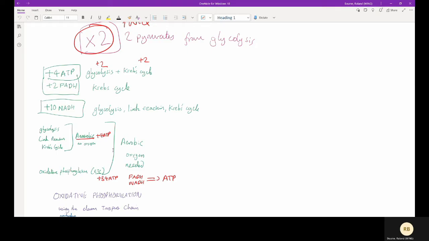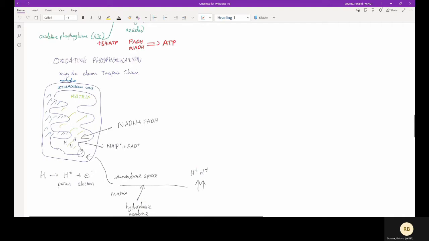The electron transport chain takes place in the mitochondria. This is a double membrane bound structure, and the important parts of it are the matrix, which is the inner bit, and the intermembrane space, the space between the two membranes. NADH and FADH deposit their hydrogens in the matrix, becoming NAD plus and FAD plus again. They are now able to collect more hydrogens from the Krebs cycle and glycolysis.